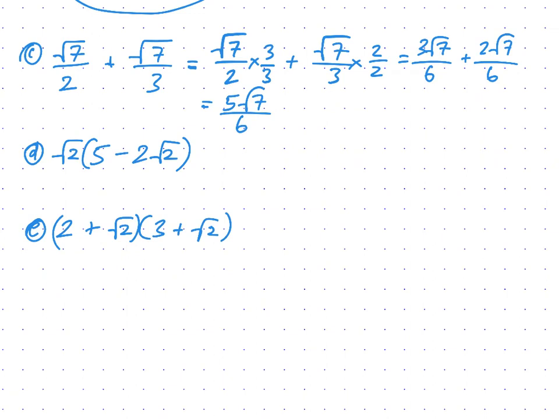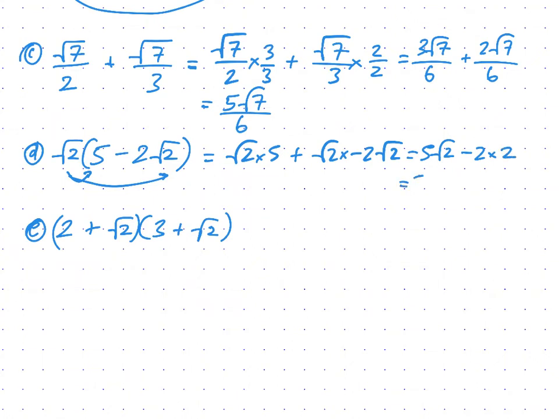Next, we have expansion. So you're going to be the outer term times by the first, outer term times by the second. So it's going to be root 2 times by 5 plus root 2 times by negative 2 root 2. Root 2 times by 5 is going to be 5 root 2. Root 2 times by negative 2 is going to be negative because it's positive times by negative. Negative 2 times by root 2 times root 2, which is actually 2. So our answer is going to be 5 root 2 take 4.